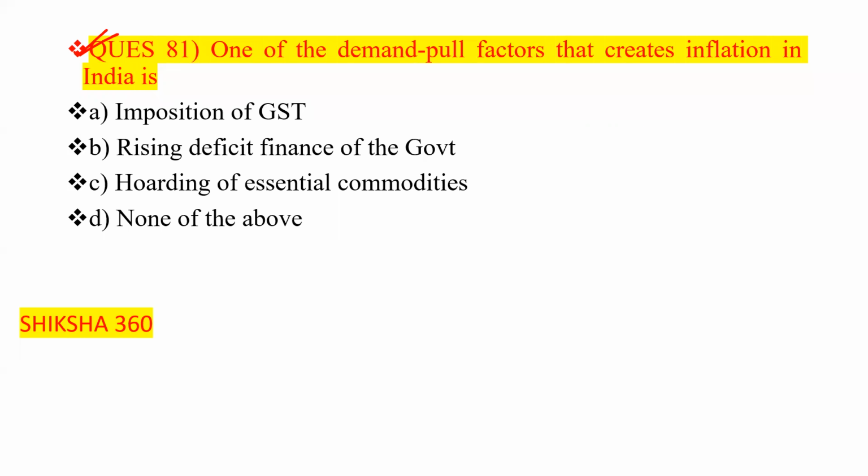A demand pull factor is due to demand, which creates inflation. Inflation means a rise in the prices of goods because there is less supply and more demand. So that leads to option C, that is hoarding of the essential commodities. Now move to the next question.